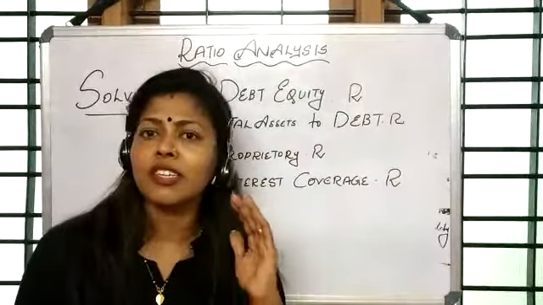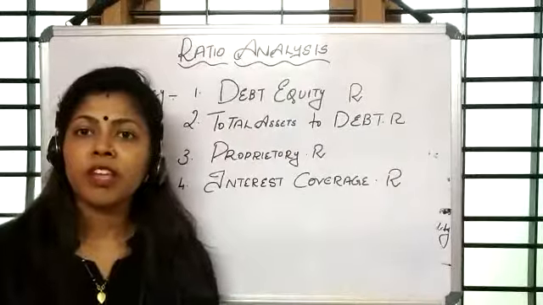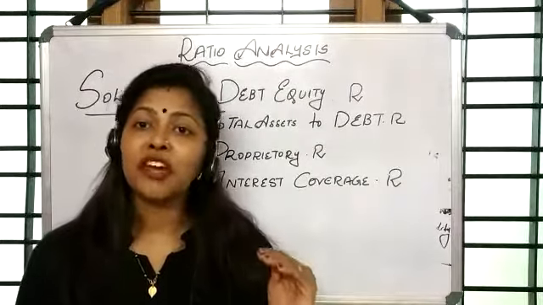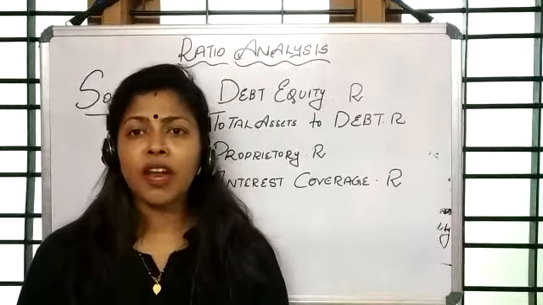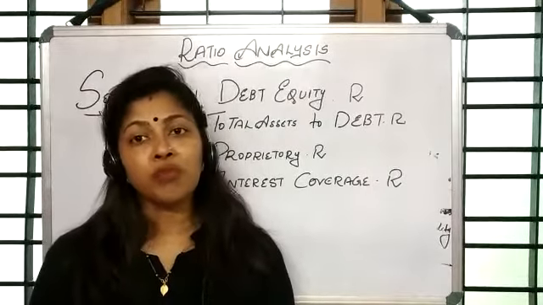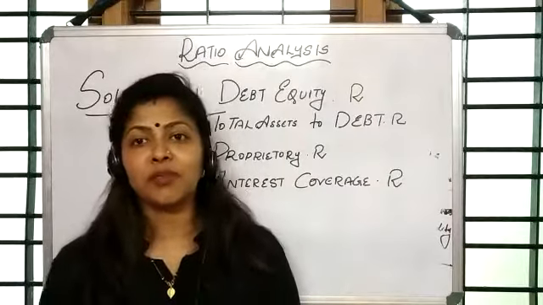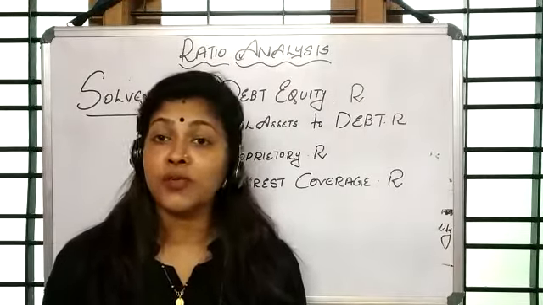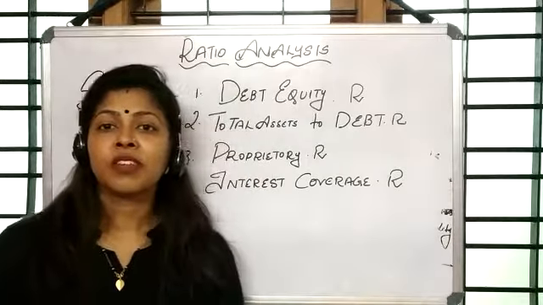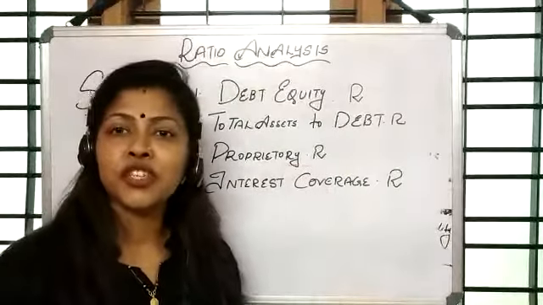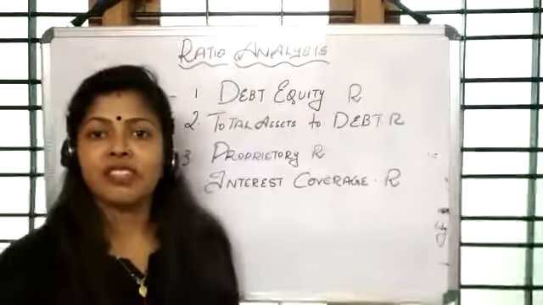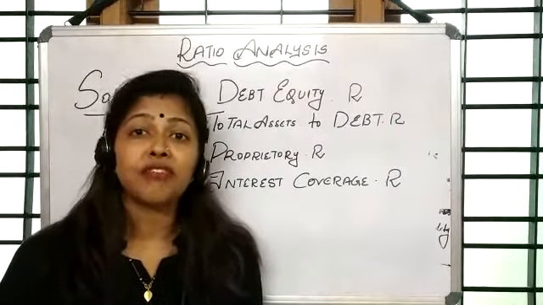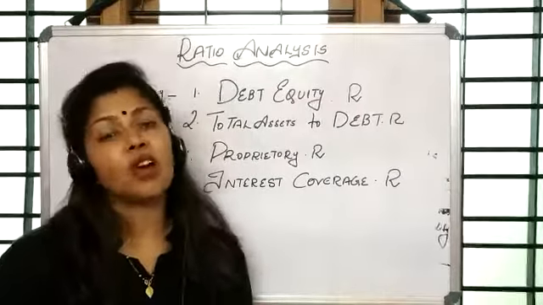So what are long-term liabilities? Long-term liabilities are those liabilities which can be set off by a firm in a span of more than 1 year. Like long-term provisions, long-term borrowings, for example, debentures. So children, what is solvency ratio? Solvency ratio is calculated to find out whether the firm is able to meet its long-term liabilities.